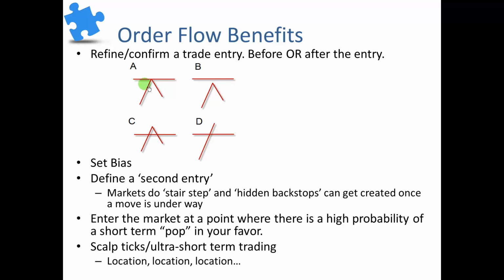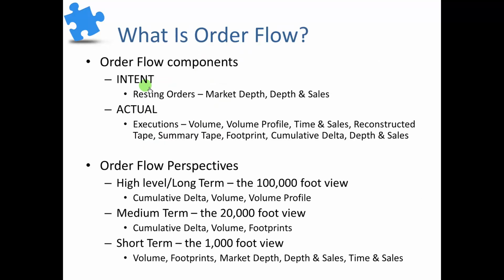Okay, so those are the benefits that we expect to get from order flow. But what is order flow anyway? There are two main components to order flow. The intent is what people say they are going to do, and the actual is what actually happens, what actually trades. So those are the two main components. Now, of all the order flow tools, there's only the depth of market, or the DOM, that shows the intent.